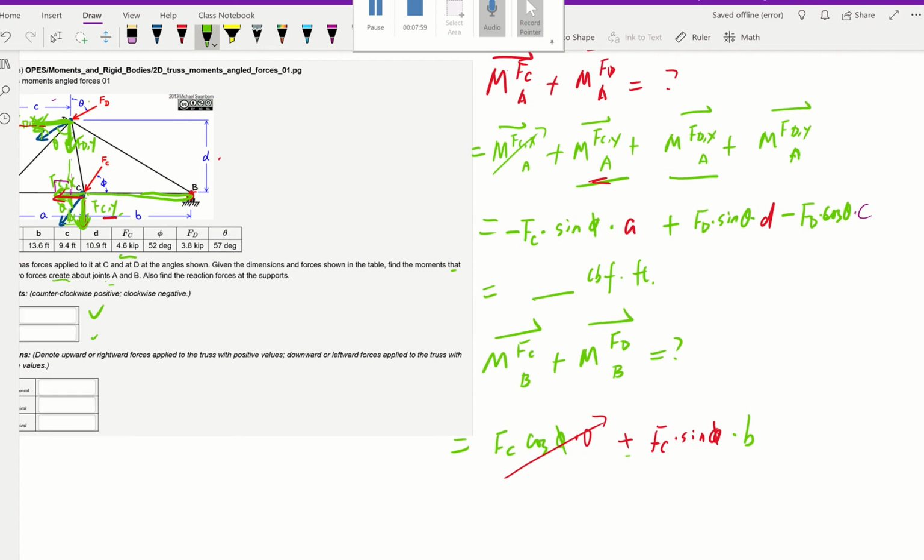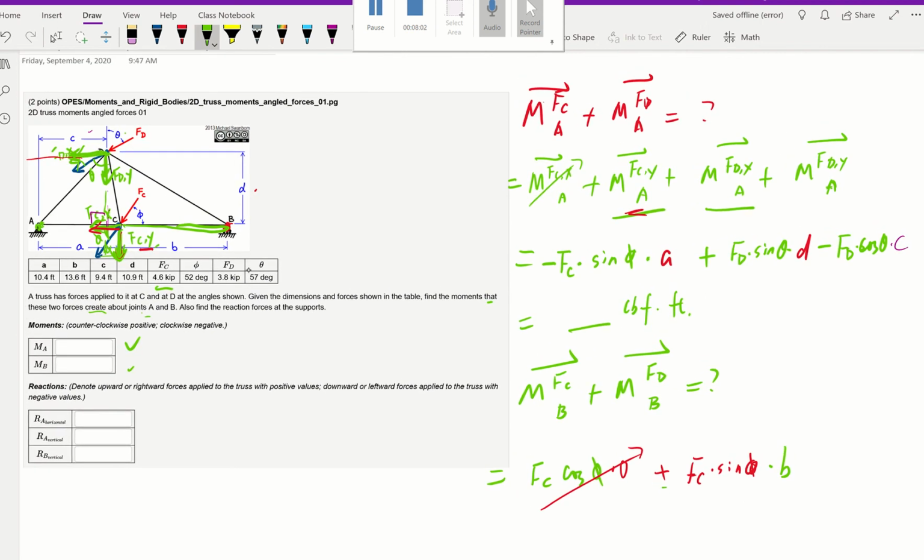Okay. Now let's move on to FD. First, look at the X direction. The X direction of this force is going to be sine, like what we did earlier, FD sine theta. But now we're rotating about B, so we'll extend that force. The moment arm will be D.